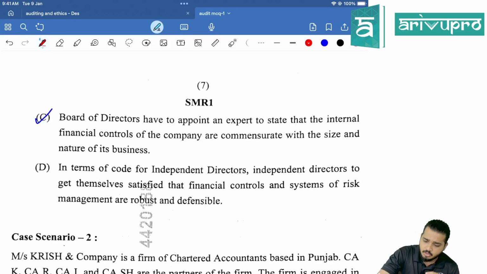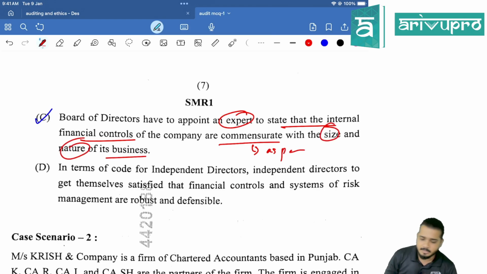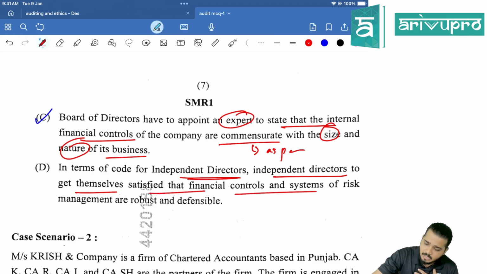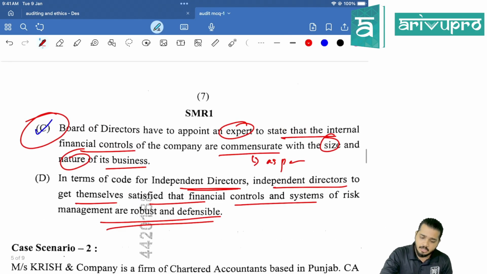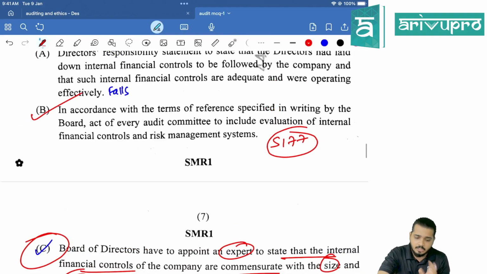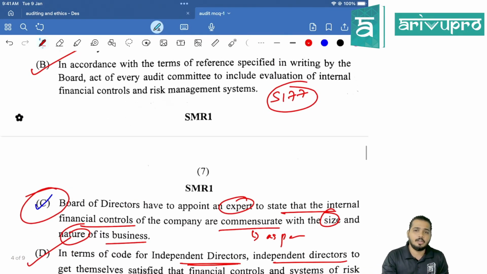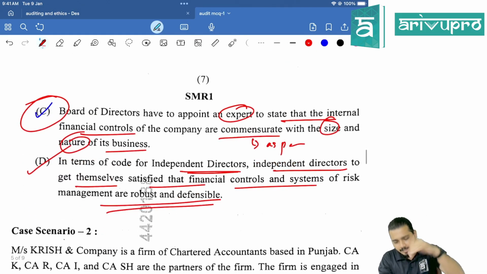C. Board of Directors to appoint an expert to state that internal financial control are commensurate as per size and nature of its business. Now, this is where my answer is. Clear? In terms of code for independent directors to get themselves satisfied that financial control and system of risk management are robust and defensible. Obviously, director's responsibility, independent directors also will come into the picture. Now, my answer is C, right? Some might tell, no, sir, answer is D. Some might tell answer is B. Now, I feel in this particular question, students have gone for inky pinky ponky. Clear? Let's wait and see for suggested answers.